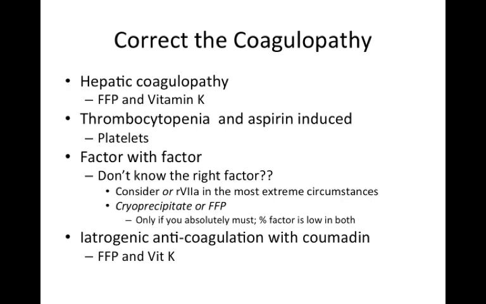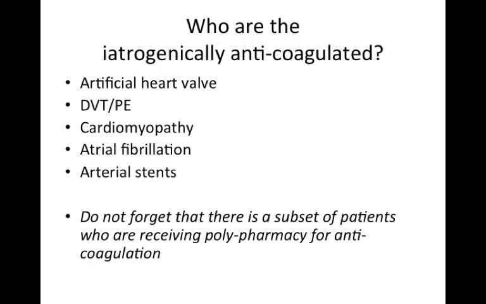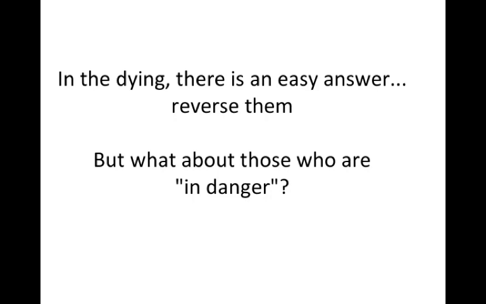Iatrogenic anticoagulation with Coumadin also exists, and for that you'll also give FFP and vitamin K. But it kind of behooves you to stop and think about it. Who are the iatrogenically anticoagulated? If you are presenting your patient or thinking about it yourself and recognize they have a heart valve, DVT or PE in the past, cardiomyopathy, AFib, atrial stents, all these people are likely to be on Coumadin and likely to be anticoagulated. So you might want to check that coag straight off the bat. And don't forget that there is a subset of patients who are receiving polypharmacy for anticoagulation.